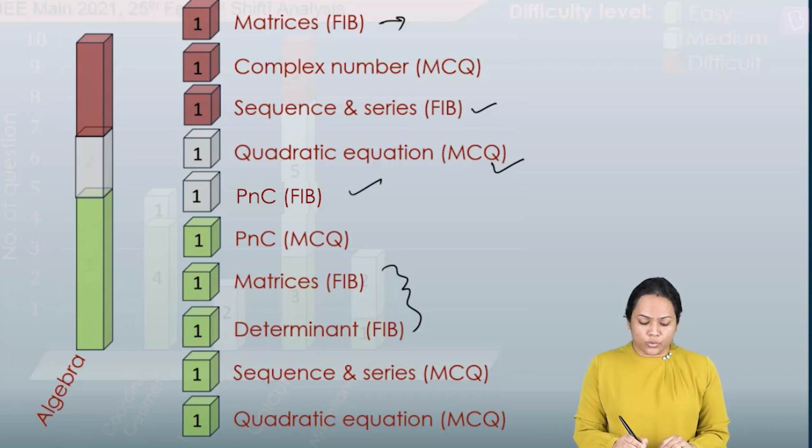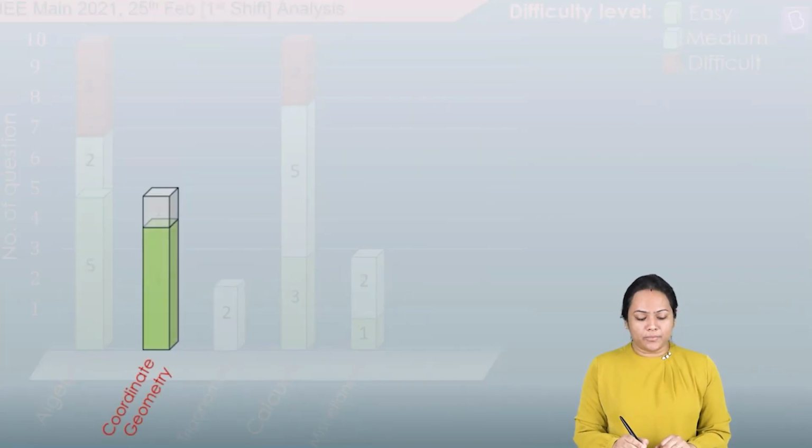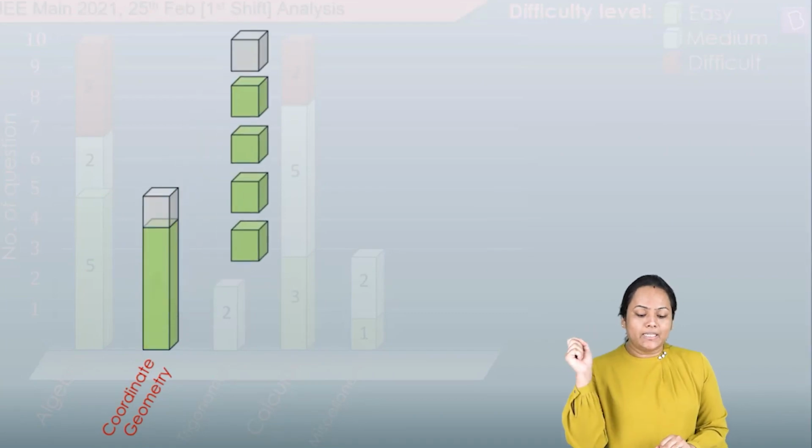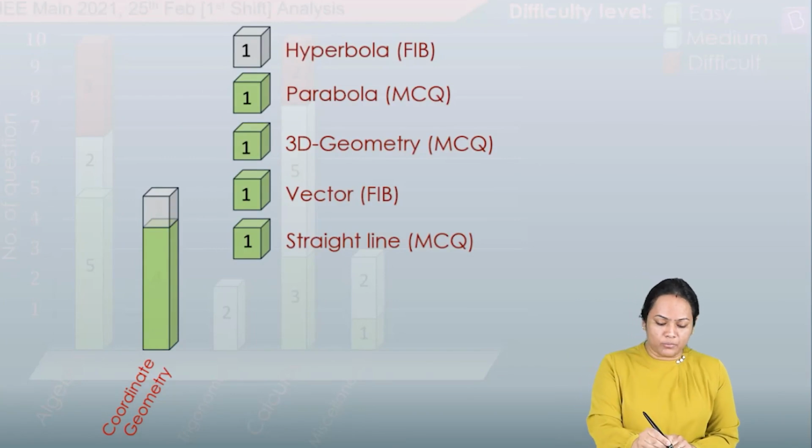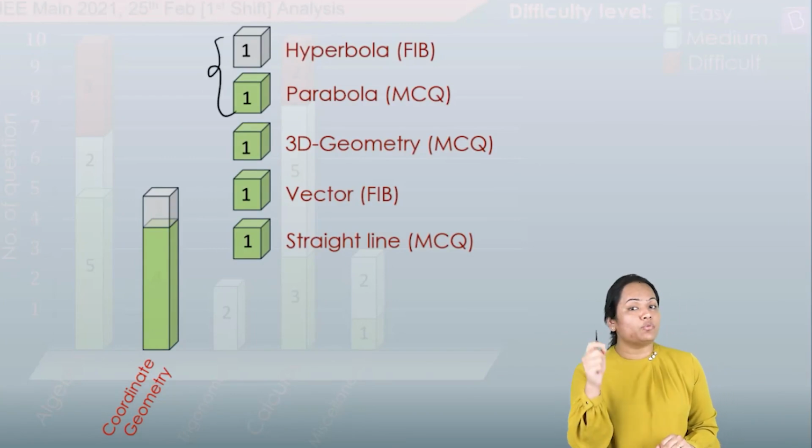Moving further to the coordinate geometry part, which had 5 questions, the question distribution was somewhat like this. There were 2 questions from conics, and 1 from hyperbola which was of moderate type.